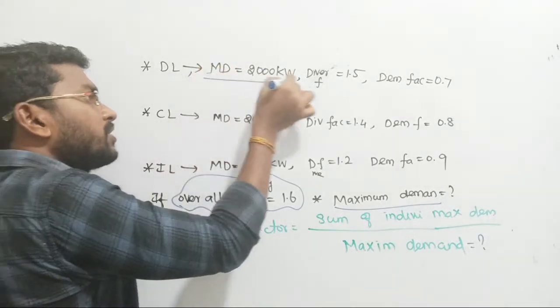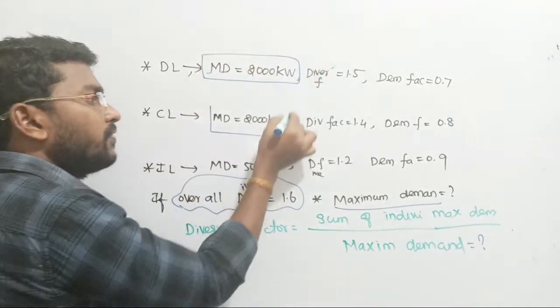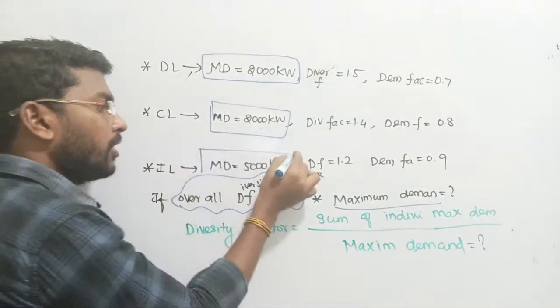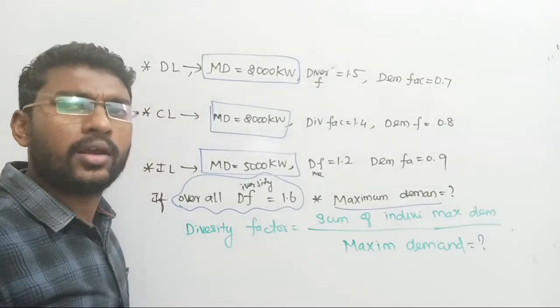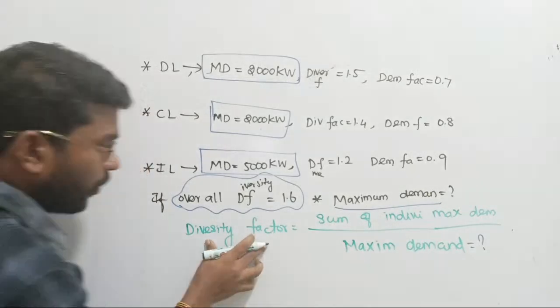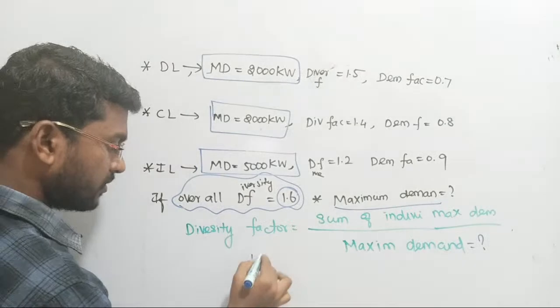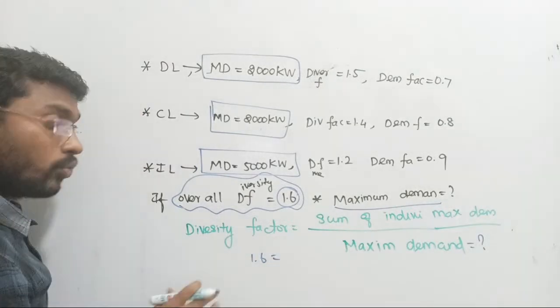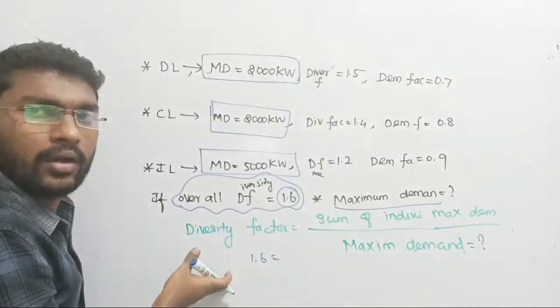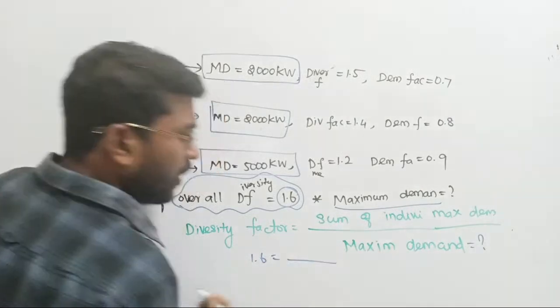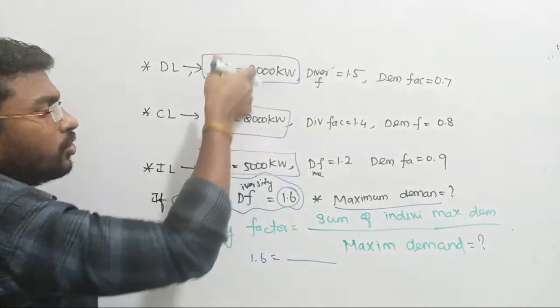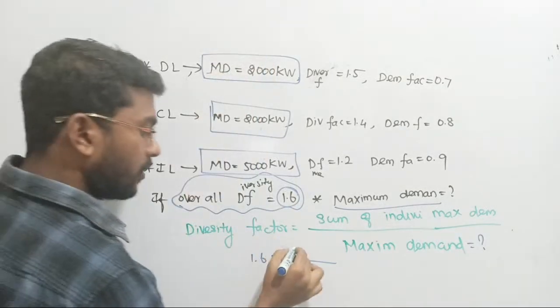Maximum demand of the first person is given, maximum demand of the second person is given, maximum demand of the third person is also given. Can we find out the maximum demand now? Why not? We can easily proceed. Overall diversity factor is given as 1.6, which should be equal to sum of individual demands, 2000, 2000, 5000. Total will become 9000 kilowatt.